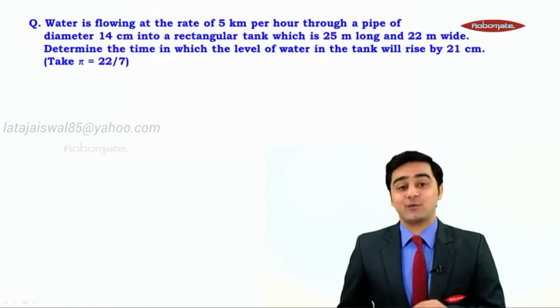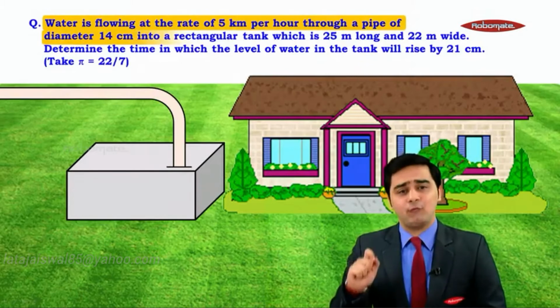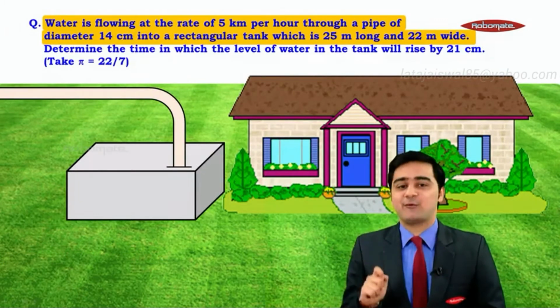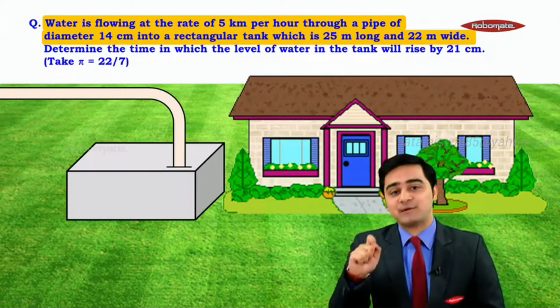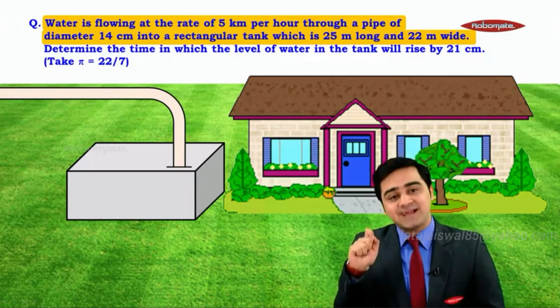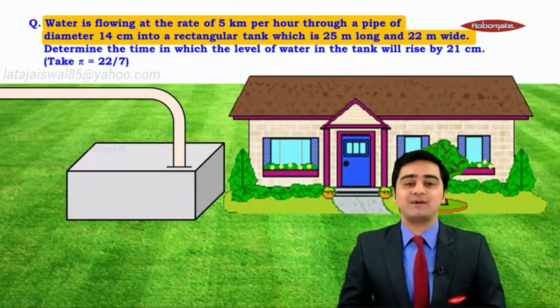First, let us understand the question with the help of the figure. It says that water is flowing at the rate of 5 kilometers per hour through a pipe of diameter 14 centimeter into a rectangular tank which is 25 meter long and 22 meter wide.